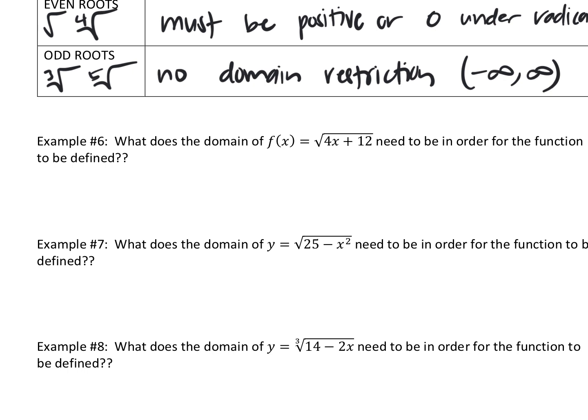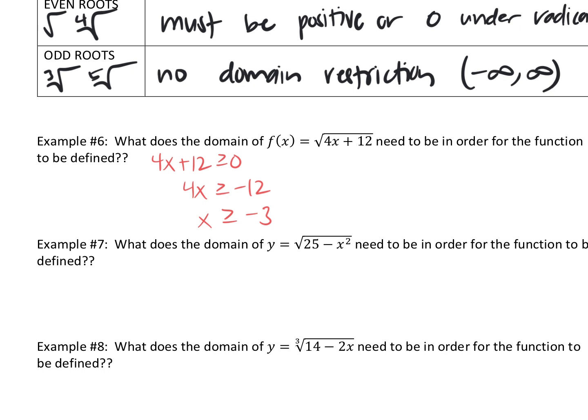Okay, so I'm going to set up an inequality here: 4x plus 12 greater than or equal to 0. Remember, anytime you're solving inequalities and you divide by a negative, what do you have to do? Flip the sign, right? This case is not one where you have to do that. If I get 4x greater than or equal to negative 12 and I divide by 4, I get x is greater than or equal to negative 3. So in order for this function to be defined, x has to be greater than or equal to negative 3.